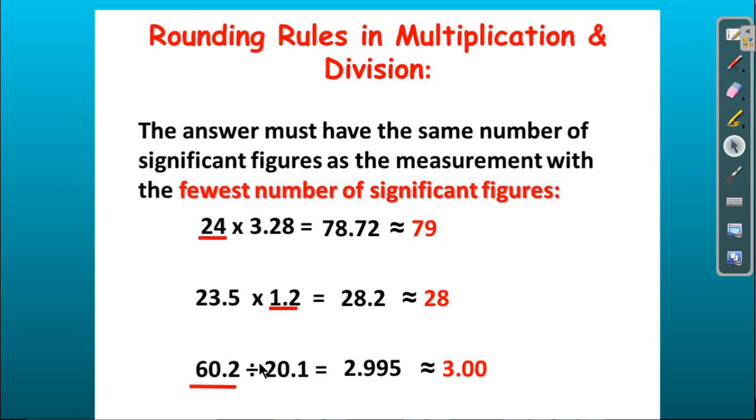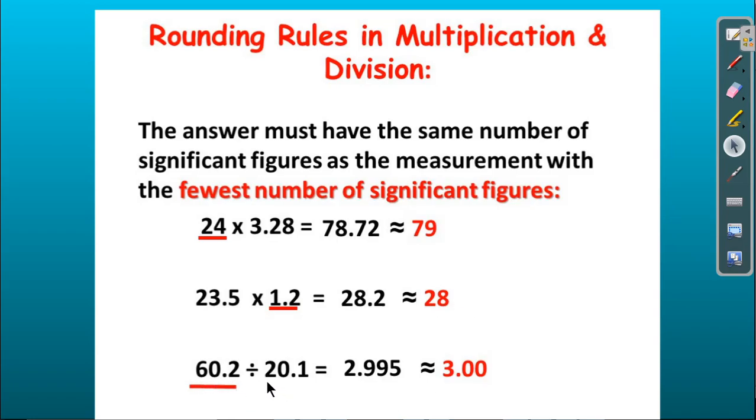Once again, multiplications or divisions require me to count significant figures. 3 versus 2. I need to go with 2. The calculator gives me this. I need to stop at 8. 1, 2, stop at 8. 2 is not big enough to round up. I'll leave it at 28.